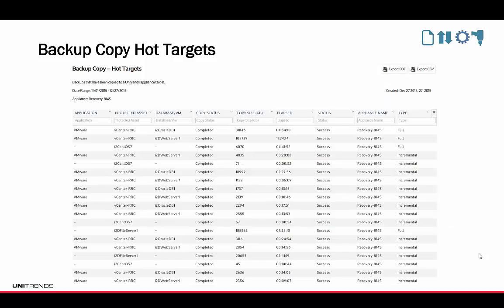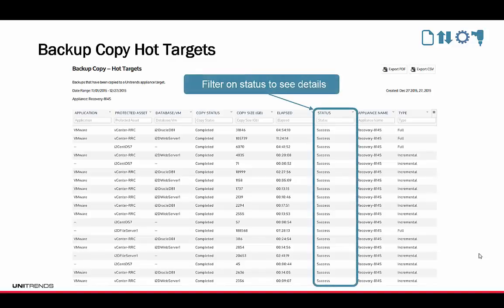There's also the backup copy hot targets report. This tells me a list of all the assets that have been copied from my local source to my hot target, and I can filter on the status of each of these, once again, to see those details. Do I have any failures in here that I need to address or look at? I can customize, sort, export, and drill down into this report for more details.